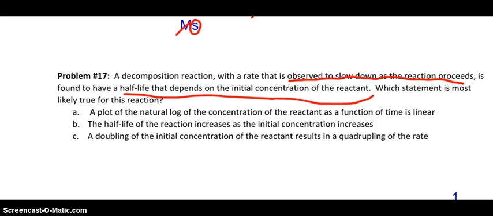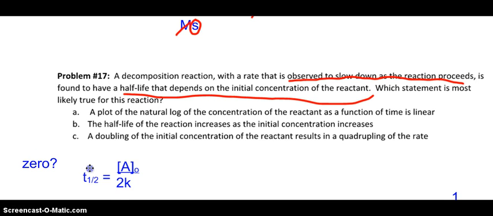At this point, you need to think about, is it zero, first, or second order? That way we can answer A, B, or C. So pause, think this through, and decide what you come up with. Okay, well, let's check this out. Let's see if we can figure it out.